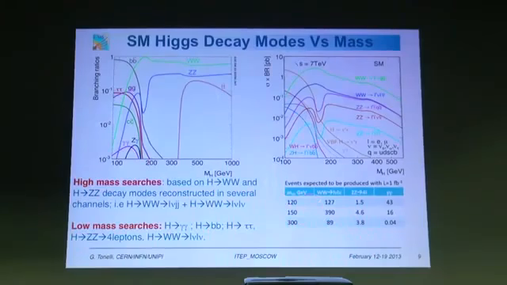I want to highlight another point here: the events that you expect, once you take into consideration the branching ratio and the efficiency. For example, in the low mass region, 120 GeV, the events that you have in WW to lepton neutrino are about 100, with quite a sizable background. While in a very clean channel like ZZ, you have 1 event per femtobarn, 1.5 events per femtobarn, so really a handful of events. Again, just to give an idea of the challenge.